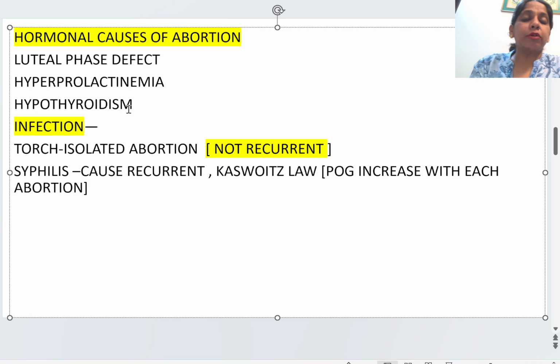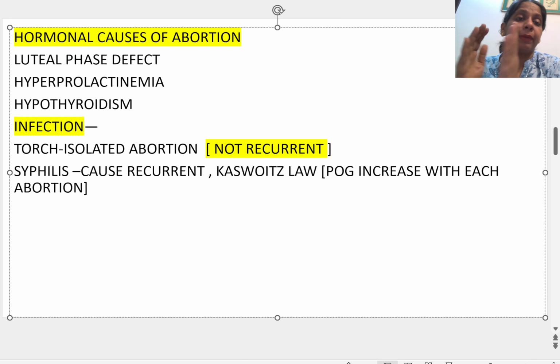Now, hormonal causes of abortion can be luteal phase defect, hyperprolactinemia or hypothyroidism. Infections, TORCH infections, cause abortion only once. They don't cause repeated abortions. Please, many of you are not aware of this concept. Please keep in mind, once the TORCH infection has caused abortion, antibodies are formed in the body, so they never cause recurrent abortions. Please make note of this concept, they only cause abortion once.